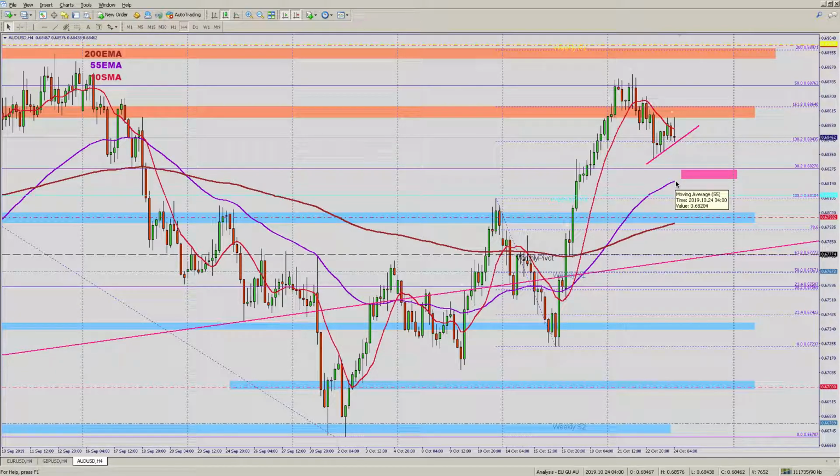Right, there's also no news from Australia this week, and that's why a lot of the pairs are just consolidating and retracing after a bullish week last week.